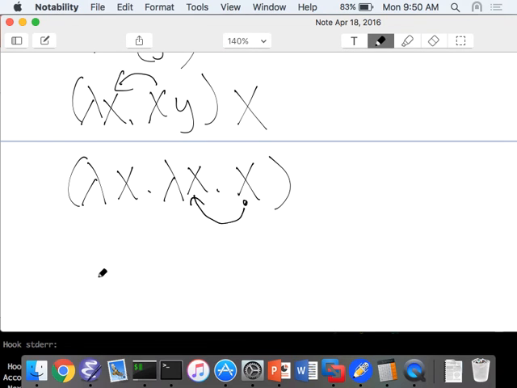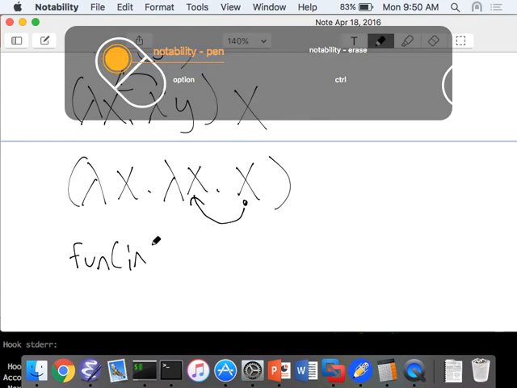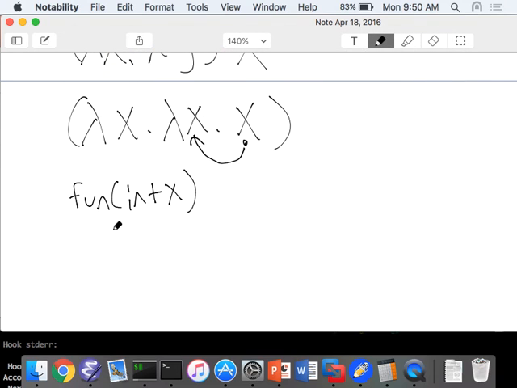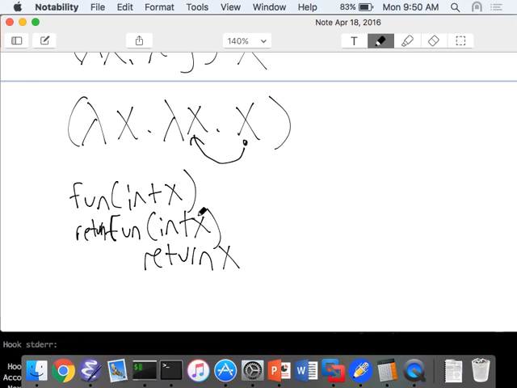Think of it like functions, right? So you're defining a function. Here we're defining a function that has some parameter x. Then inside there we're defining a new function, which takes in a parameter int x. So actually we're kind of doing it like this. Return a function that takes in that and returns x. In normal programming, what does x do to this? It copies it. The same value.